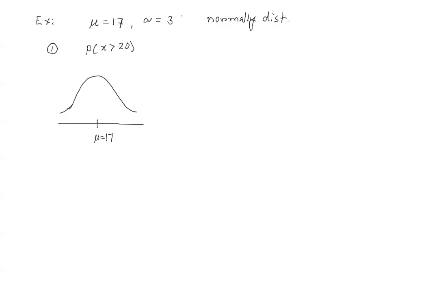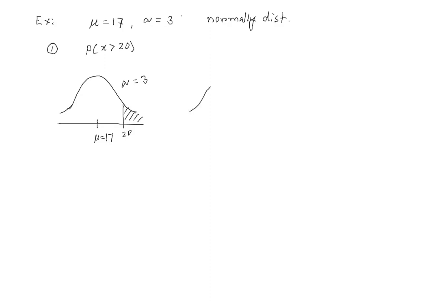For some reason, my pen isn't working, so let's try it again. Sigma is equal to 3. So 20 would be somewhere here, right? You want more than 20 hours, so there'd be this region. Remember, in the continuous case, probability is defined by the area under the curve.